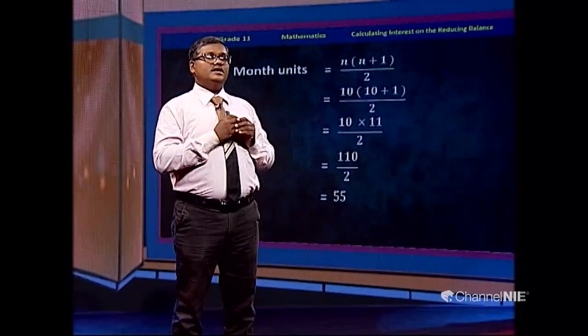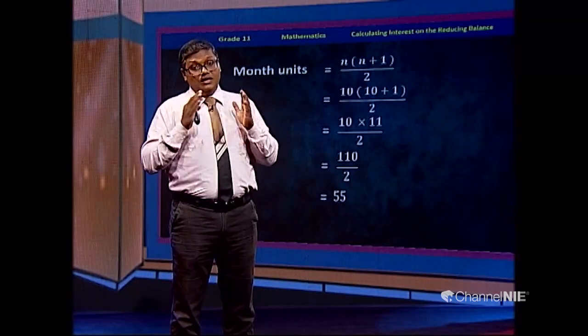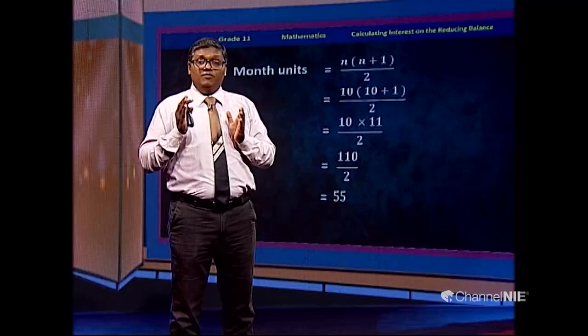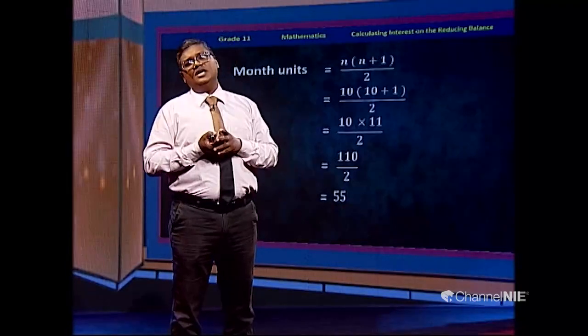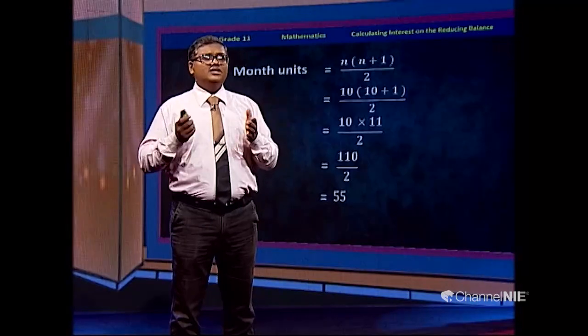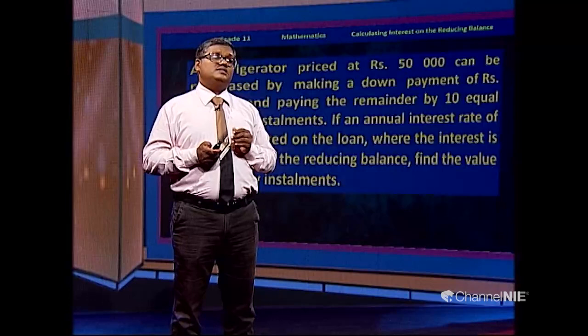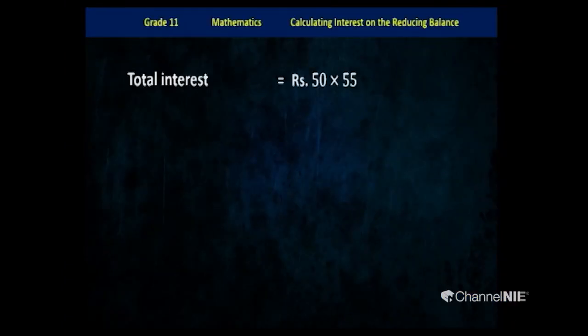Earlier we calculated the interest for a month unit, that is 50 rupees. Now we have found how many such monthly units there are. The answer is 55. By multiplying those two, you can get the total interest. The total interest is 50 into 55, that is 2750 rupees.